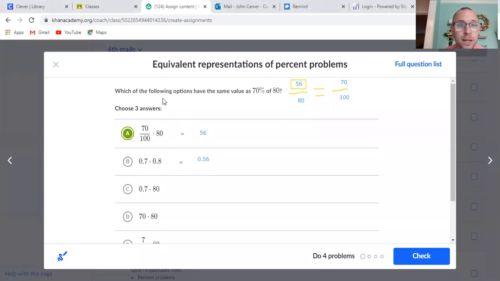Yay, okay. But it says, which of the following options have that? Choose 3 answers, so I got to find 2 more. It's not going to be B. Now I just need to work these out. What is 0.7 times 80?